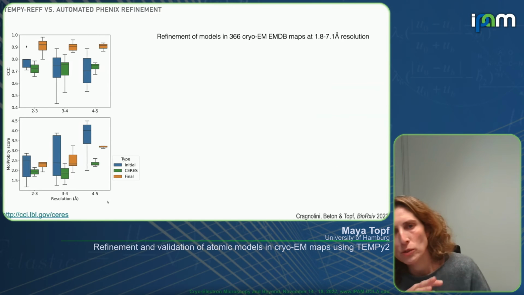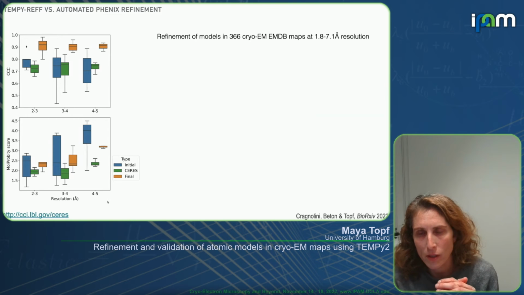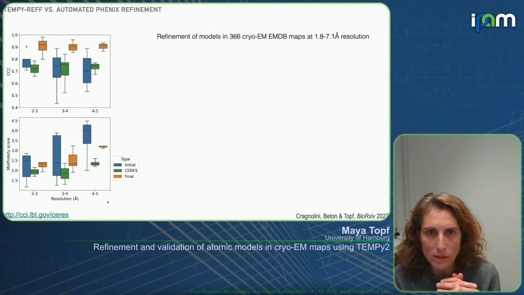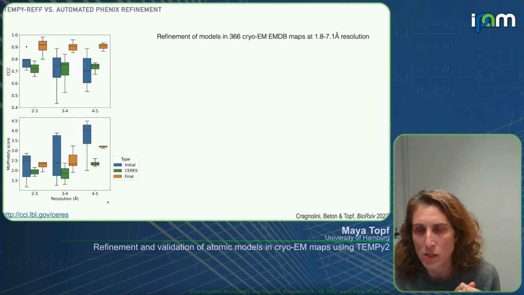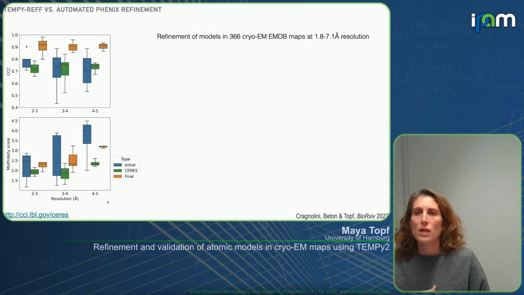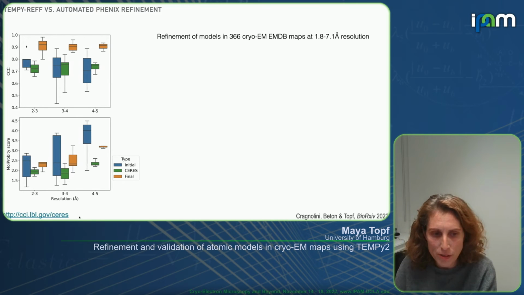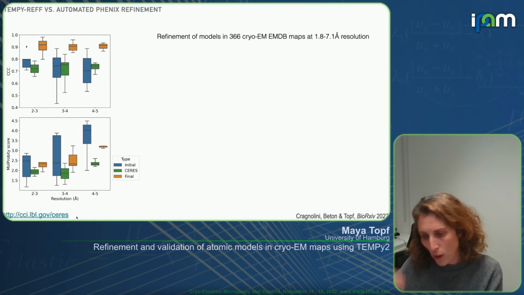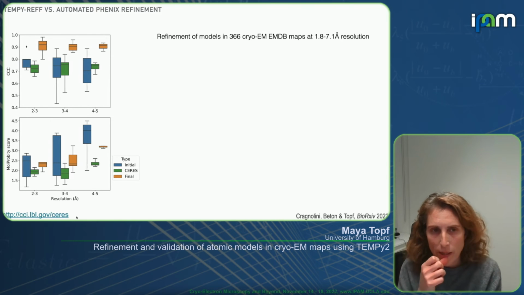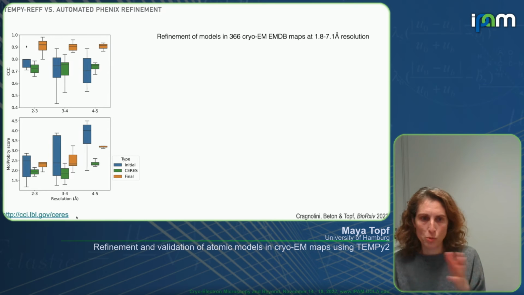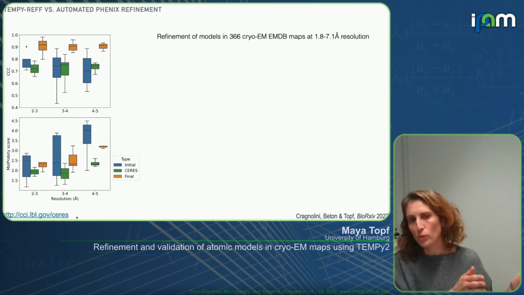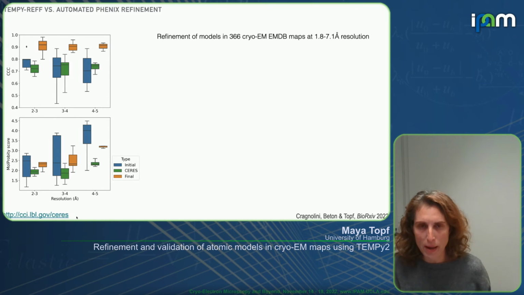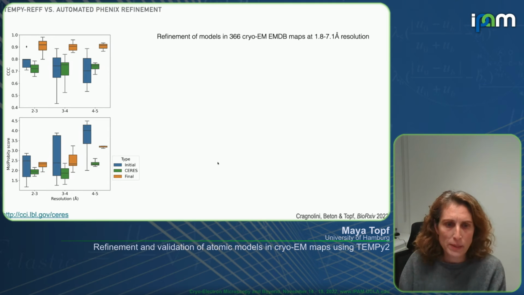Now, what we did is we refined, at the time that we started doing this, there were 366 cryo-EM maps or models in the EMDB that were also refined automatically by the Sears server, which uses Phoenix to automatically refine all these models in the PDB that correspond to cryo-EM maps in the EMDB.